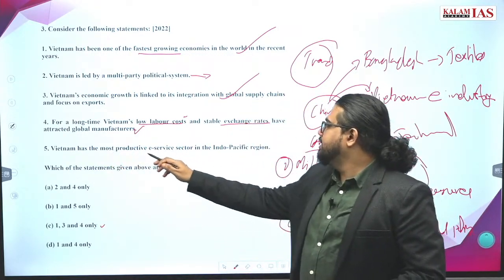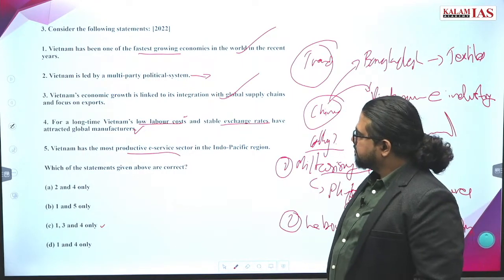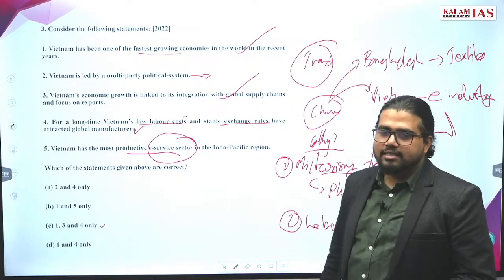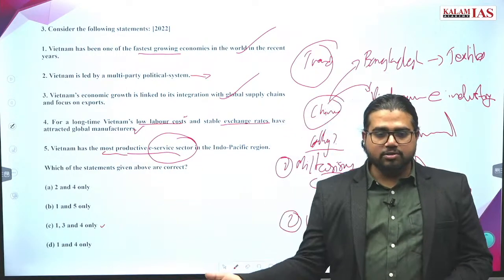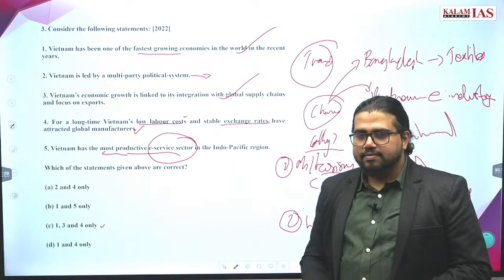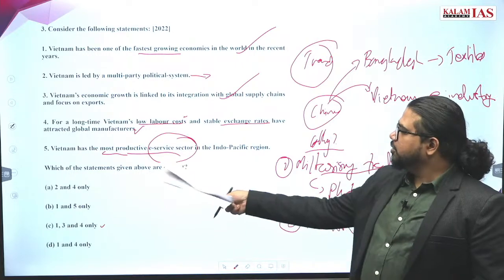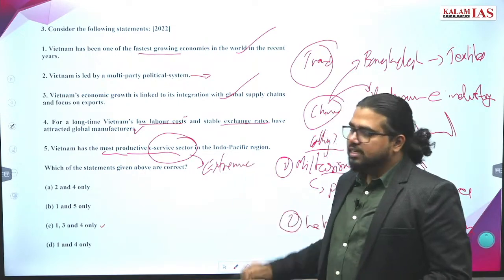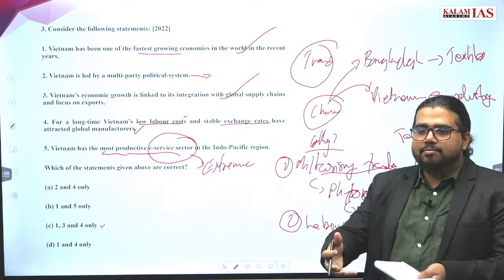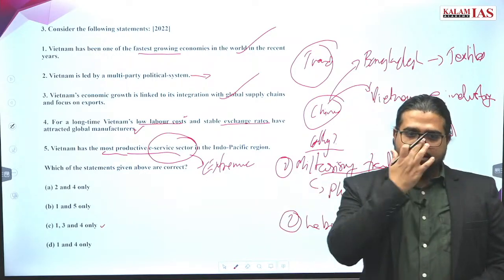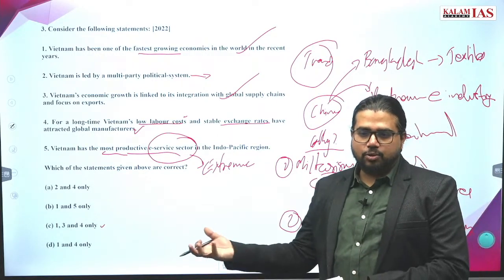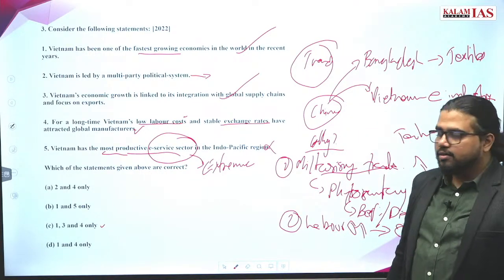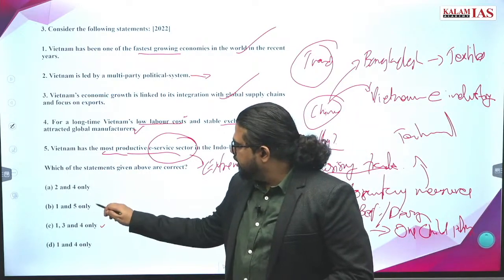Vietnam has the most productive e-services. If you say most productive, you are putting it beyond India also. India is a leader in e-services. So 'most productive' becomes a very extreme statement. And even if you know, Vietnam does not have that much of an IT sector, and the services sector is not the stronghold of Vietnam. This is a very extreme statement. I have more tendency to take this as wrong. So what is left? Option 5 goes wrong.